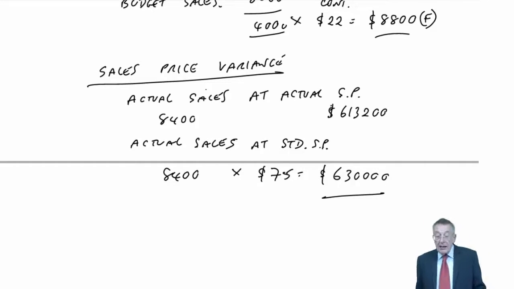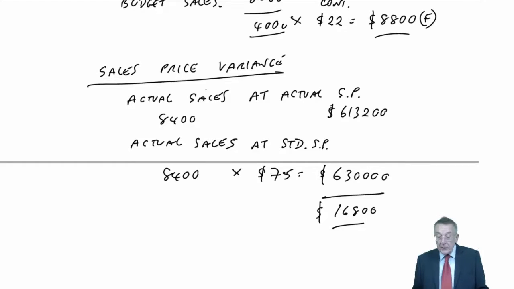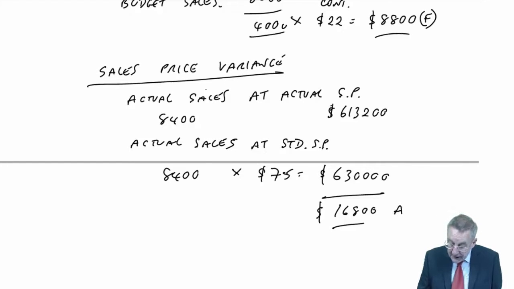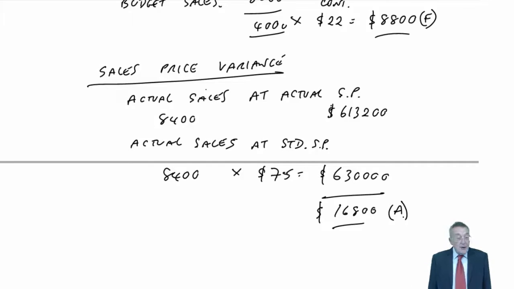So how much has it lost us? The revenue is 16,800 lower than it should have been. And less revenue means less profit. It's adverse. So there we are. We've done all the variances.